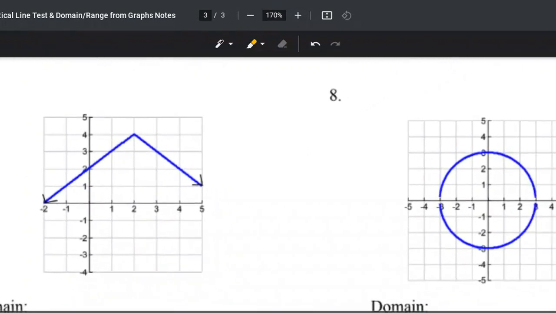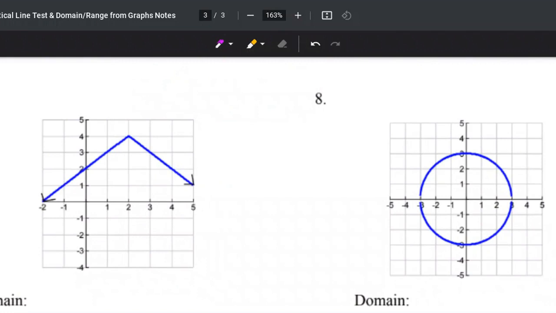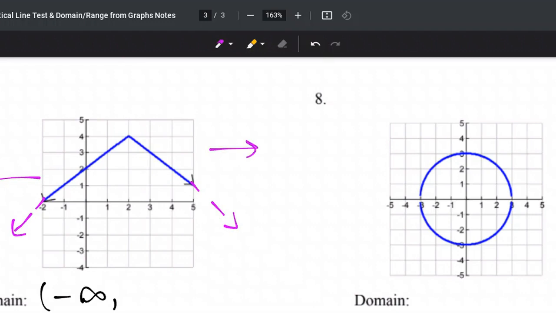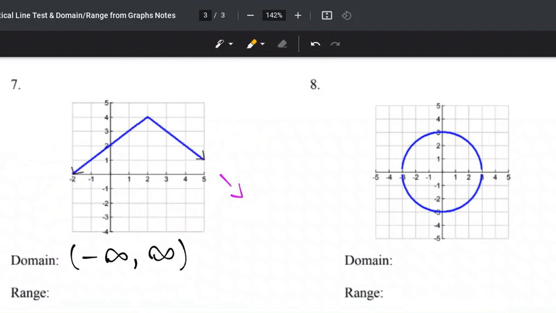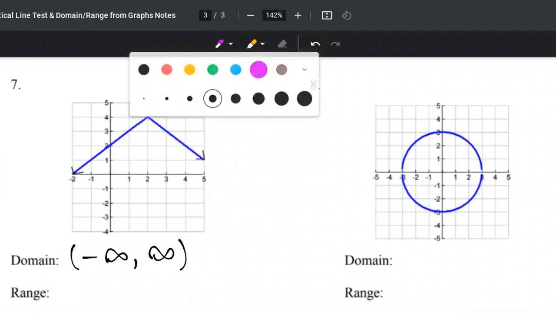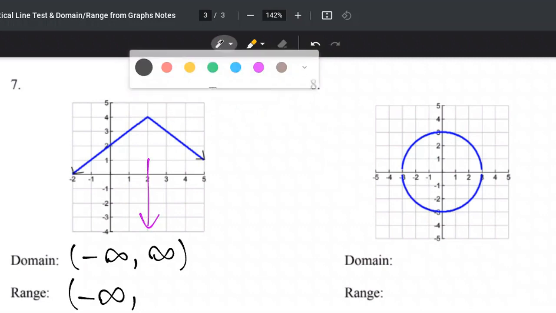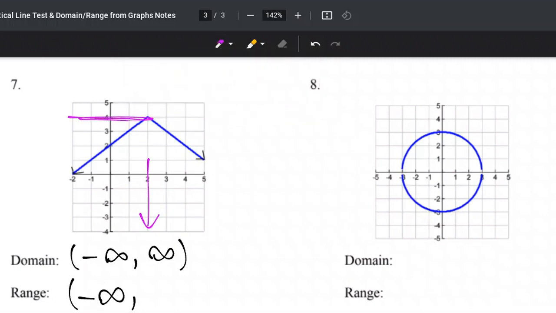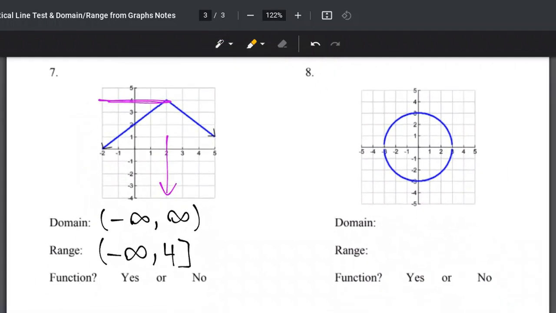For number 7, let's take a look at our domain. How far left does the graph go? It's going to go forever left, negative infinity. How far right does the graph go? Forever right to positive infinity. What's the range? Well, how far down does the graph go? It goes forever down to negative infinity. How far up does it go? It stops here at +4 on the y-axis. This does pass the vertical line test, so it is a function.